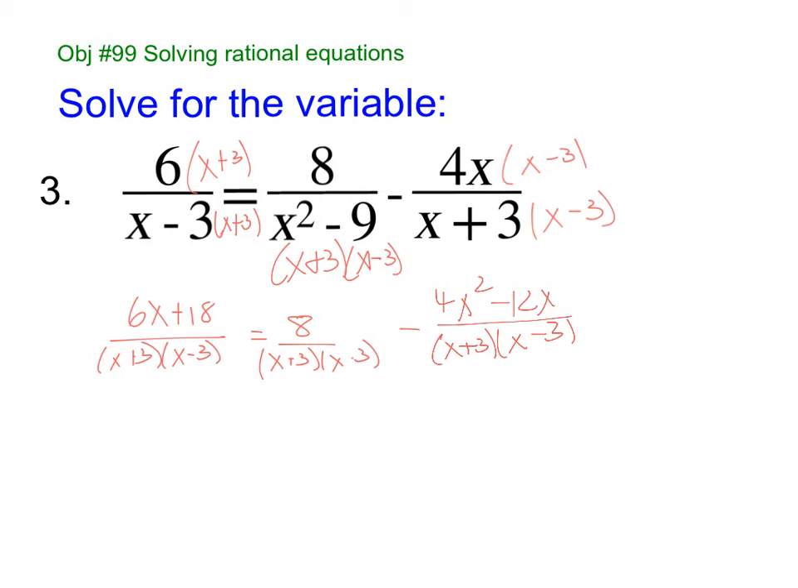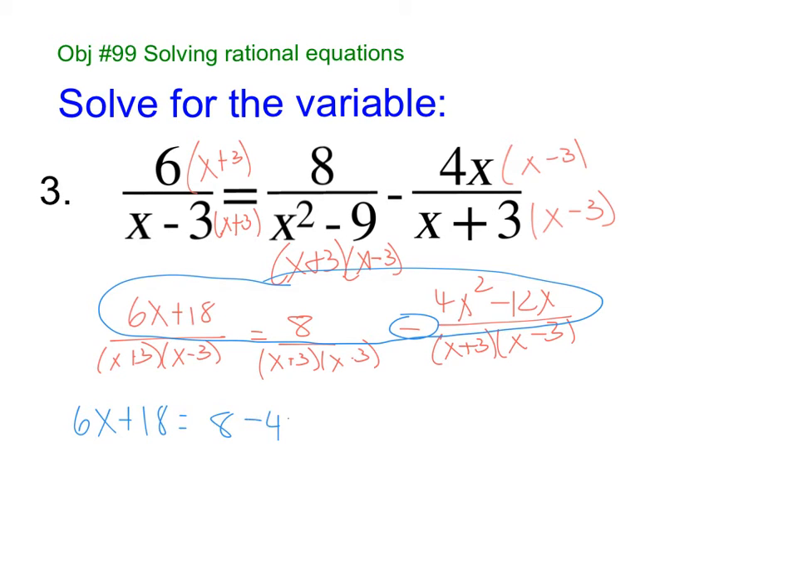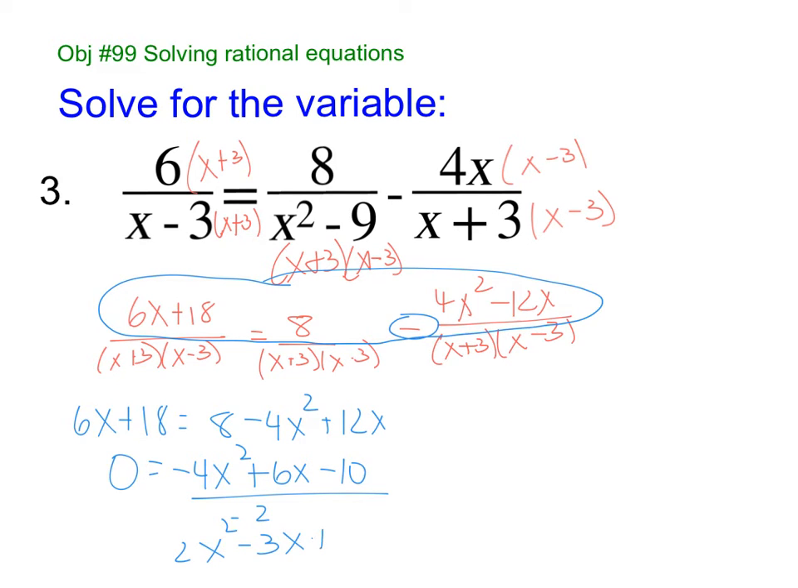All right, so now that I did that, I'm going to set my numerators equal. Now be careful with the subtraction right here. That throws a lot of kids off. So this becomes 6x plus 18 equals 8 minus 4x squared plus 12x. Let's see what we get. Negative 4x squared plus 6x minus 10. I'm going to divide everything by negative 2. And I get 2x squared minus 3x plus 5.